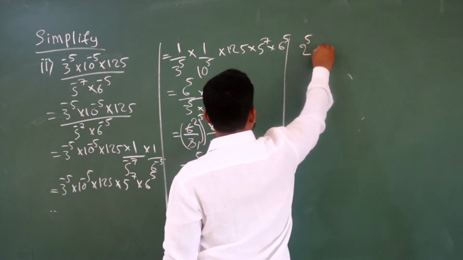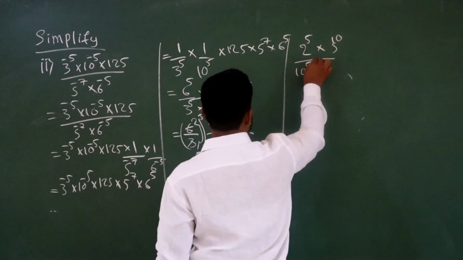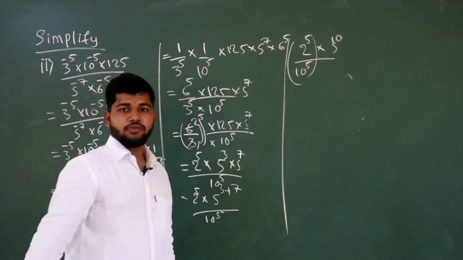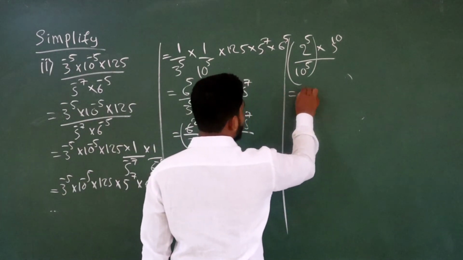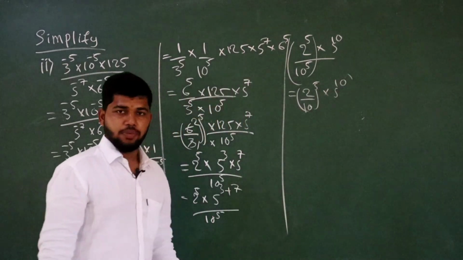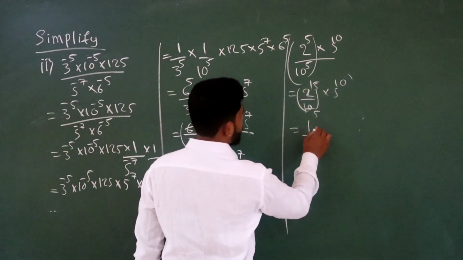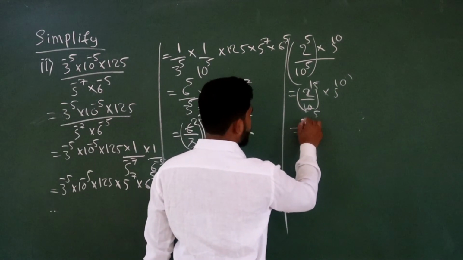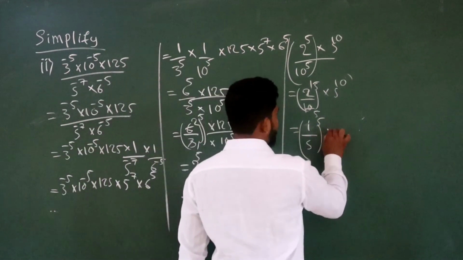Now 2 power 5 into 5 power 10 divided by 10 to the power of 5 into 10 to the power of 5. Now 2 power 5 and 10 to the power of 5 are in the form of a raised to m by b raised to m. We can write 2 by 10 whole to the power of 5 into 5 power 10. Here 2 ones are 2, 2 fives are 10, so 1 by 5 whole to the power of 5 into 5 raised to 10.